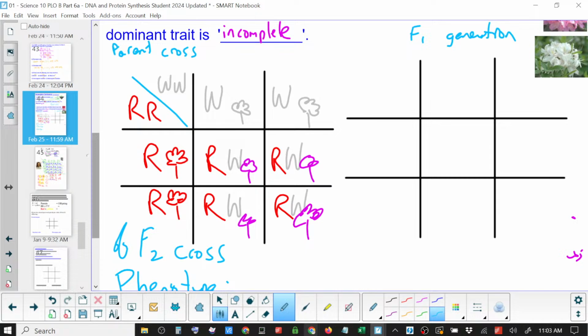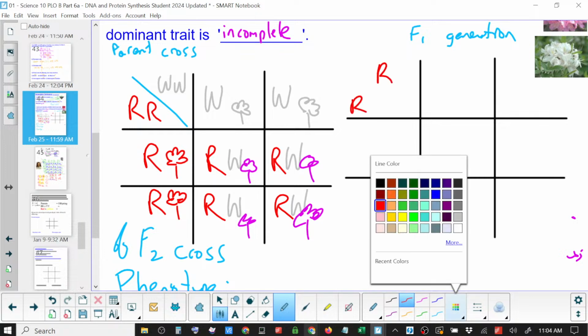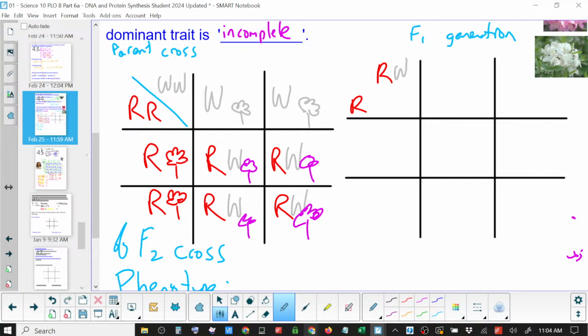Would it be a 50-50 because there's 4 R's and 4? Well, for this one you're making these children. So you've got R, R, and we're doing it for the F2. F2, okay. W, W. No, because it's, oh.